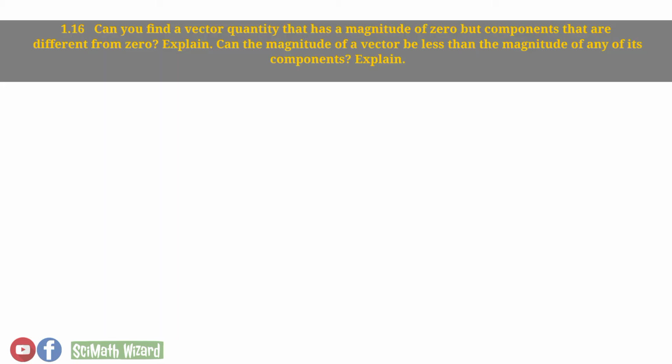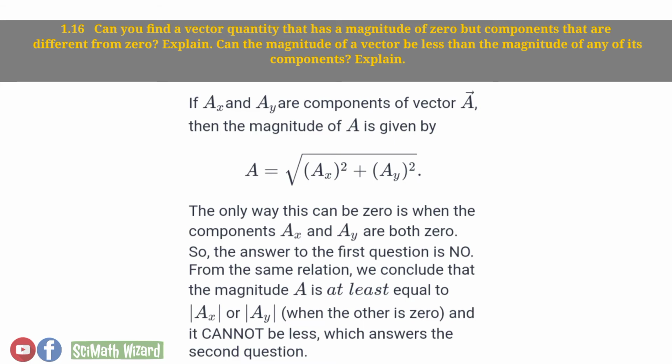Question 1.16: Can you find a vector quantity that has a magnitude of 0, but components that are different from 0? Explain. Can the magnitude of a vector be less than the magnitude of any of its components? Explain. If a sub x and a sub y are components of vector A, then the magnitude of A is given by A equals the square root of a sub x squared plus a sub y squared. The only way this can be 0 is when the components a sub x and a sub y are both 0. So, the answer to the first question is no. From the same relation, we conclude that the magnitude A is at least equal to a sub x or a sub y when the other is 0, and it cannot be less, which answers the second question.